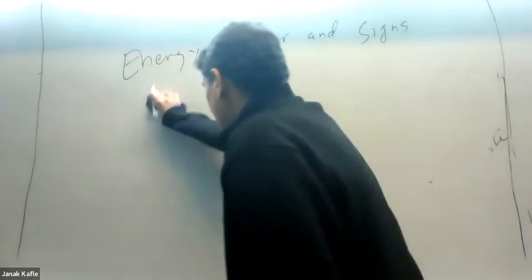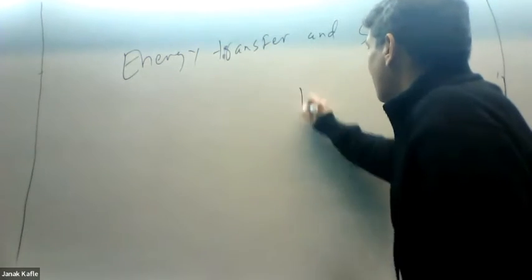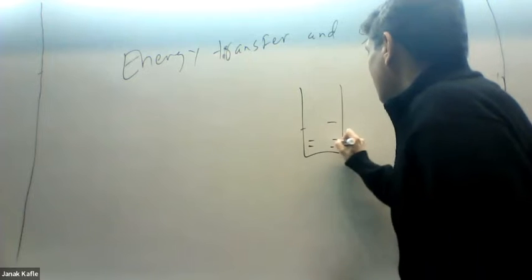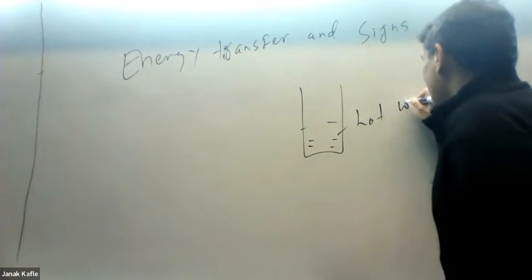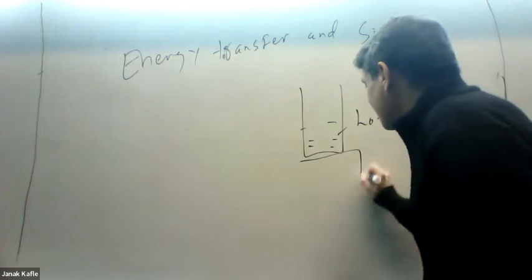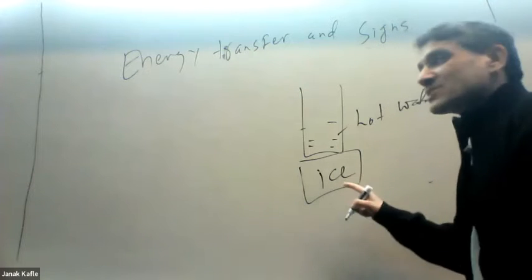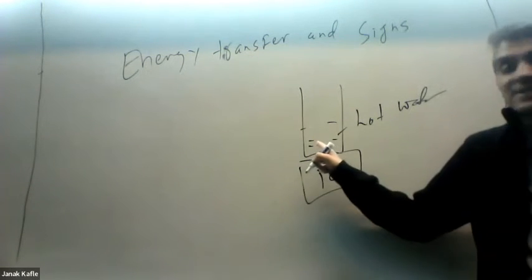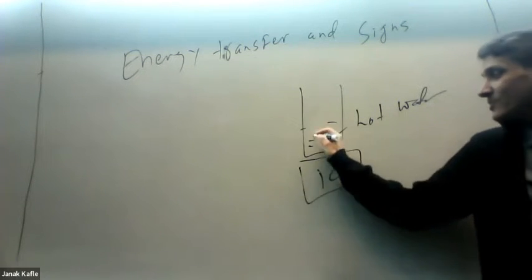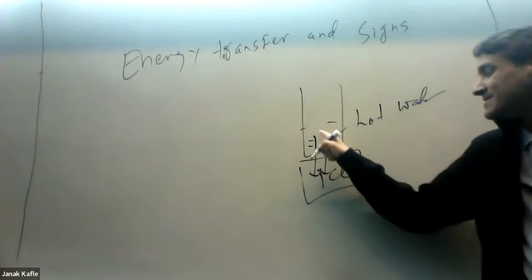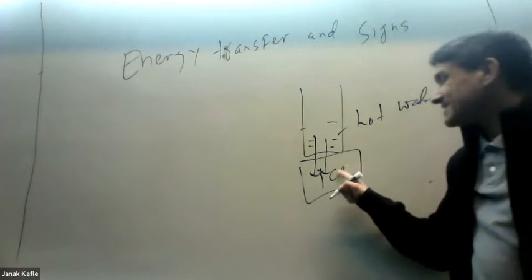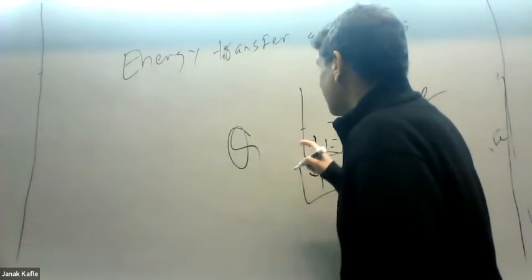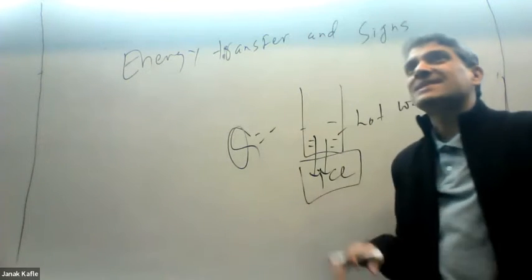Now let's do another one. Let's say I have hot water here, and I put this water in ice. So where does heat go from and to? From hot to cold. Heat goes from my system to the ice. In this case, the water is losing heat, so I give that a negative sign.